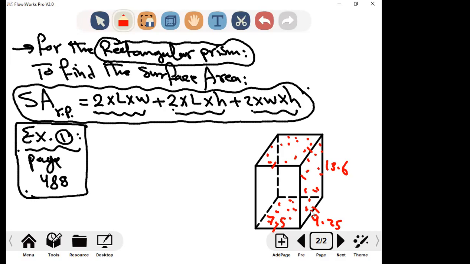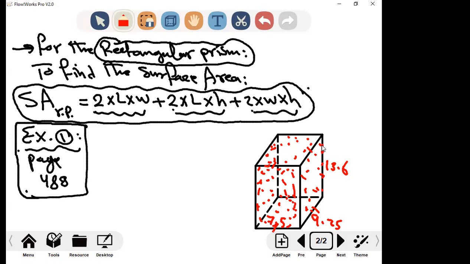9.25 multiply 13.6, right? The opposite one. 9.25 multiply... the one on the front, this one, 7.5 multiply this height, which is 13.6. The one in the back, 7.5 multiply 13.6, right? Add all these areas, you will have the surface area. But to make it easy for you, follow the formula. So let's follow the formula, right?